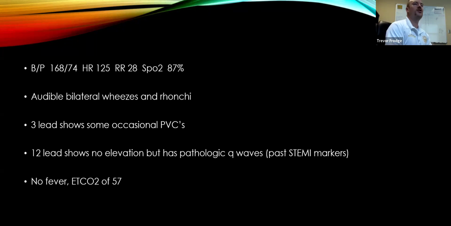So he's got a blood pressure of 168/74. His heart rate's 125. He's got a respiratory rate of 28. His pulse ox is 87. He's got audible wheezes and rhonchi. He's got some occasional PVCs. And there's no elevation in his 12 lead, but he's got pathologic Q waves. And what pathologic Q waves are, those are post-STEMI markers. So he's probably had a heart attack before, and now that's a permanent marker on his 12 lead that he'll see. He doesn't have a fever, but his CAPNO's 57.